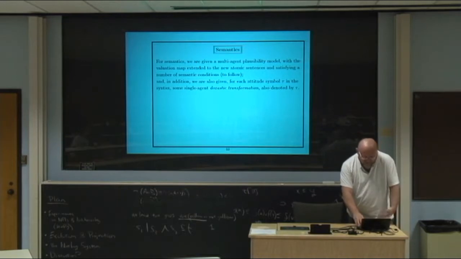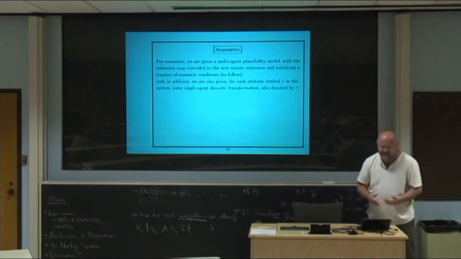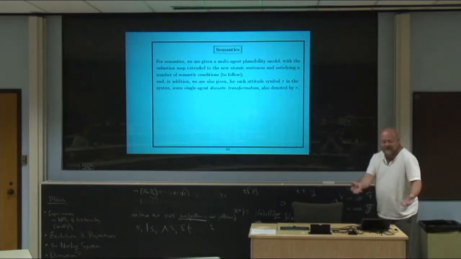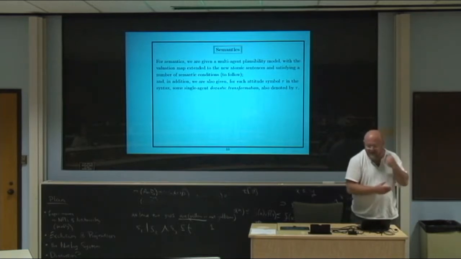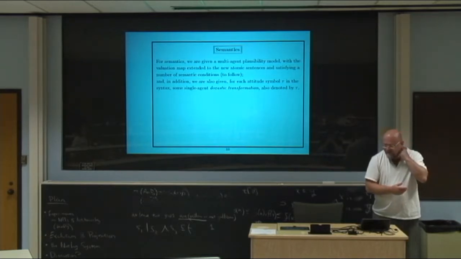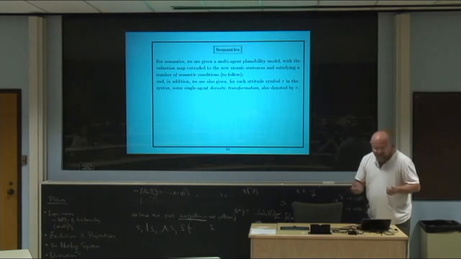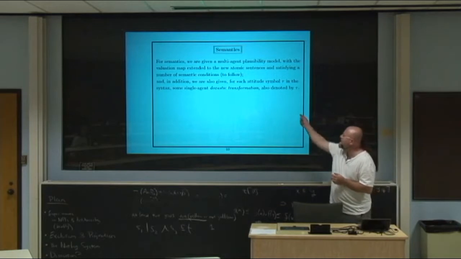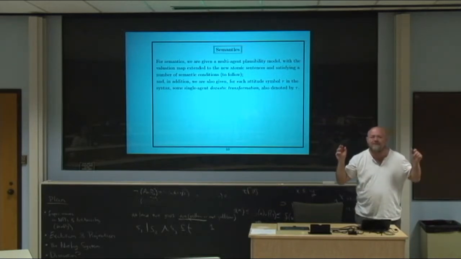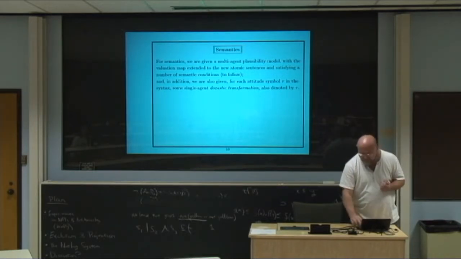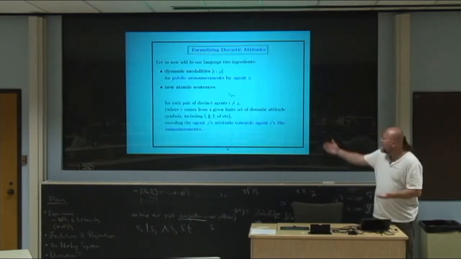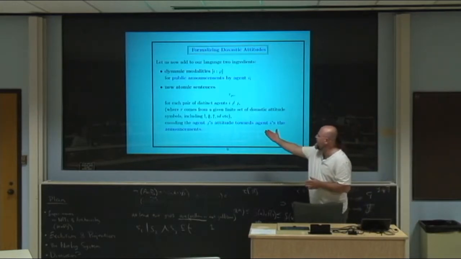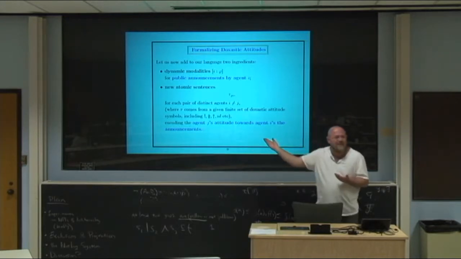And I will go fast over the semantics, not do all the details, but essentially, you're given in the semantics, in addition to valuation maps for the ordinary atomic sentences, evaluations for the new ones, but you also associate with each of these a single agent doxastic transformation, an upgrade in the sense that we defined before, a model transformer. So also denoted by tau. Well, here the two are essentially, I mean, the symbols already tell you what the transformer is, right?